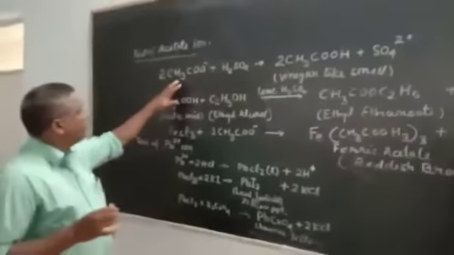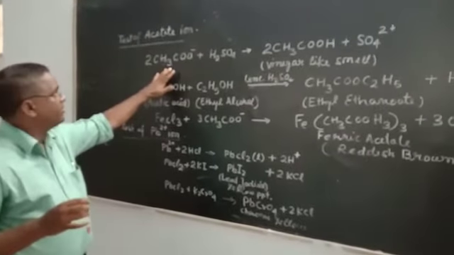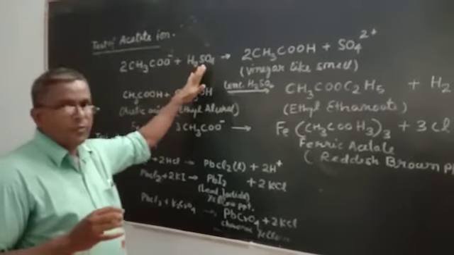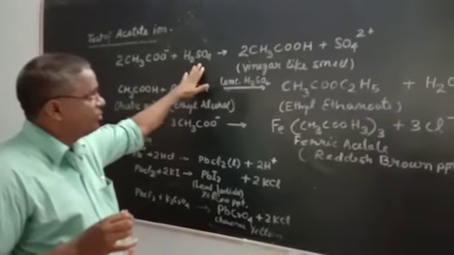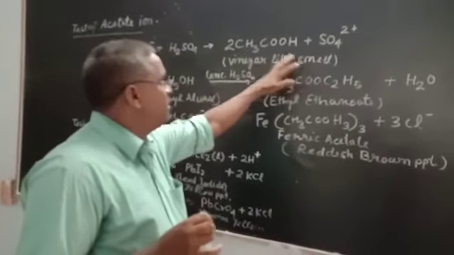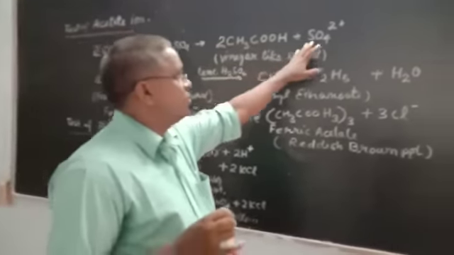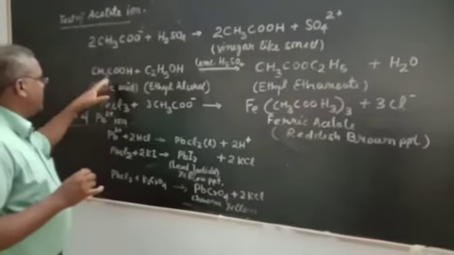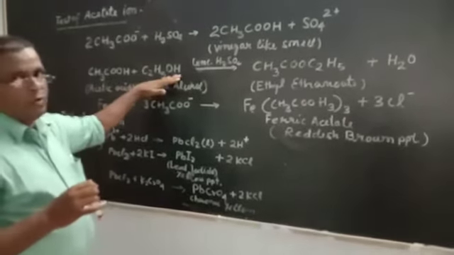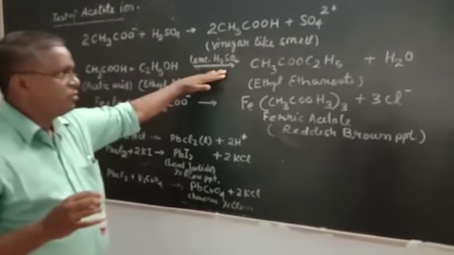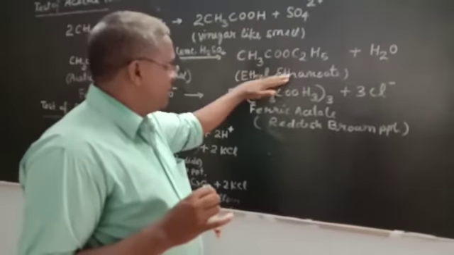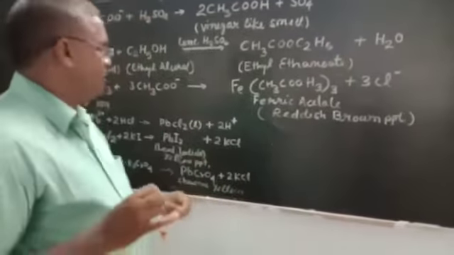Here, if you are going to identify the acetate ion in the given salt, acetate plus H2SO4, when you add H2SO4, you will get a vinegar-like smell. This vinegar-like smell is of acetic acid, and then sulfate is formed. Now in the second experiment, you add acetic acid, ethyl alcohol, and then concentrated H2SO4, and then you get the fruity smell of ethyl ethanoate, and water is formed.